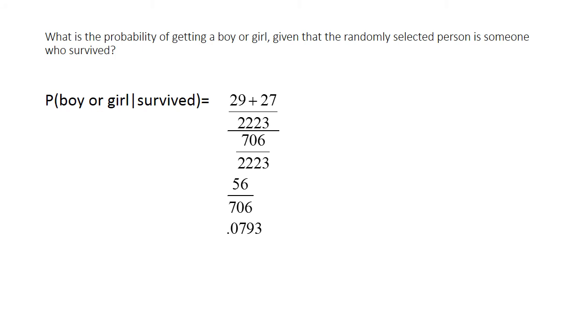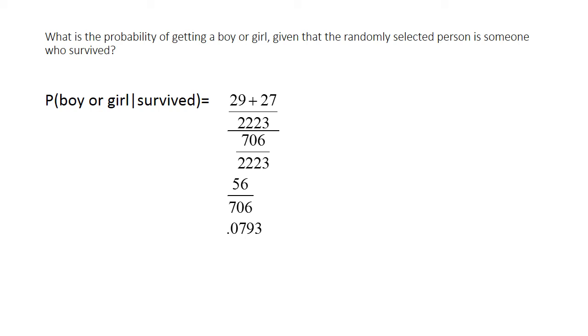The fourth conditional probability question asks us to find what is the probability of getting a boy or girl given that the randomly selected person is someone who survived. So again, using our definition of conditional probability, we need the probability of all boys and girls who survived divided by the probability of survivors.